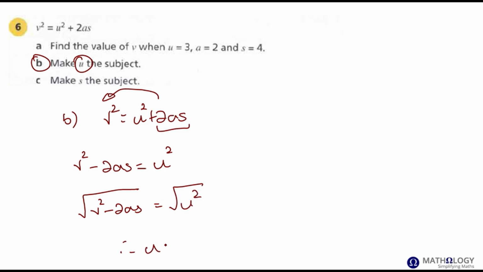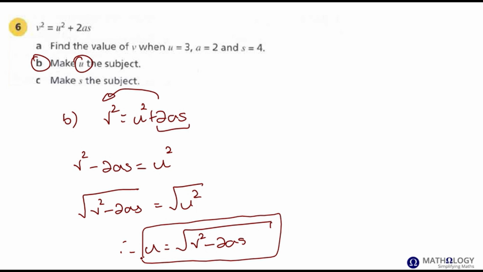And therefore, u equals the square root of v squared minus 2as. Just to reiterate again, you may not square root over a plus or minus sign. So this is your final answer. u is now the subject of the formula.